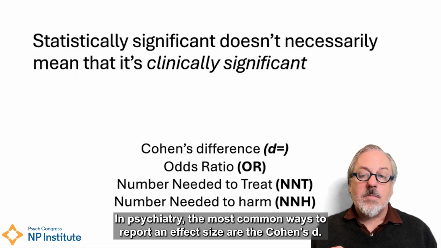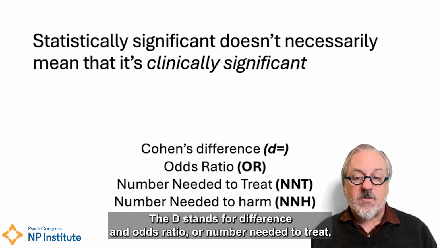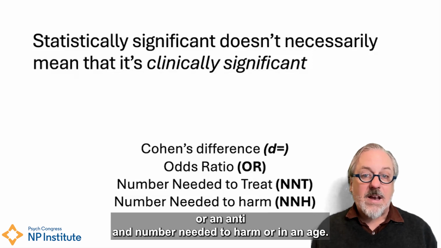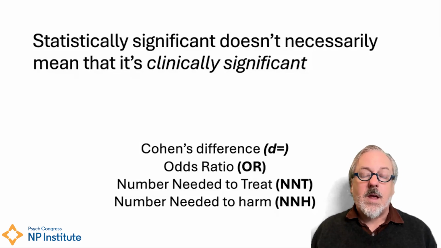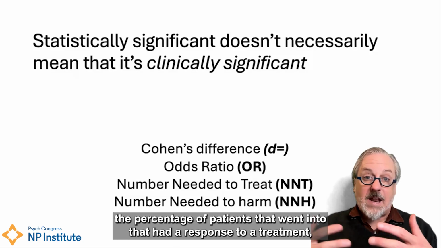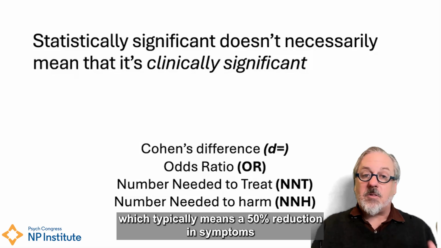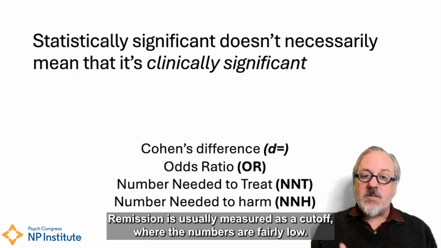In psychiatry, the most common ways to report an effect size are the Cohen's d, the d stands for difference, an odds ratio or OR, number needed to treat or NNT, and number needed to harm or NNH. Now, there isn't a magic number that says this is an effective treatment. Some studies will report the percentage of patients that had a response to a treatment, which typically means a 50% reduction in symptoms on a given measurement like the MADRS, and how many people went into remission. Remission is usually measured as a cutoff where the numbers are fairly low.